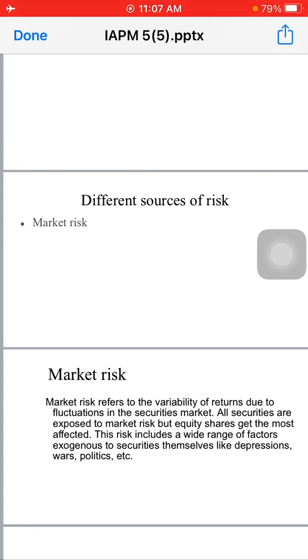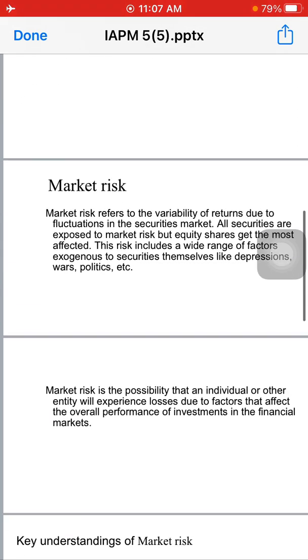Market risk refers to the variability of the returns due to the fluctuations in the securities market. All securities are exposed to market risk, but equity shares get the most affected. The risk includes a wide range of factors exogenous to securities themselves like depressions, wars, politics, etc. Market risk is a possibility that an individual or other entity will experience losses due to the factors that affect the overall performance of investment in the financial market.